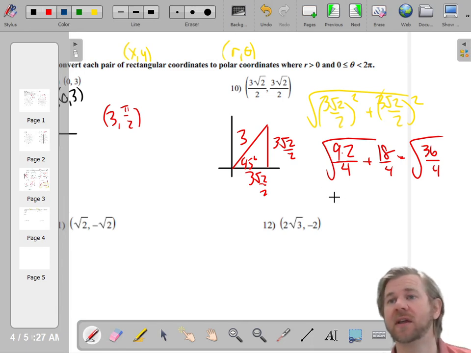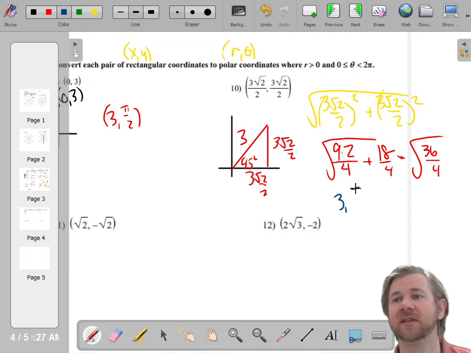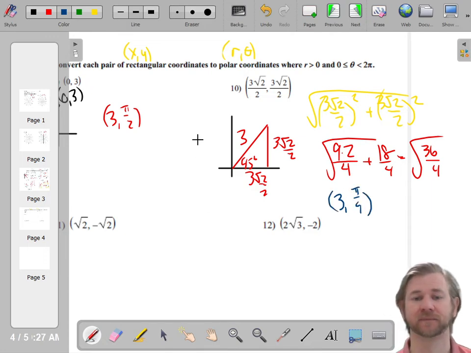So if we're going to r theta, 3 comma 45 degrees, which is pi over 4. Okay, so 3, pi over 4. Let's try a couple more.